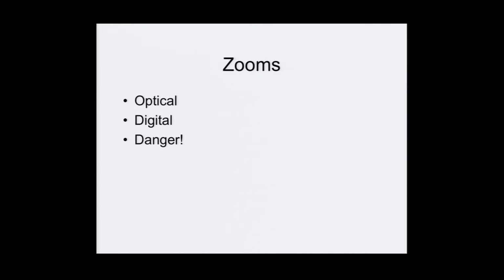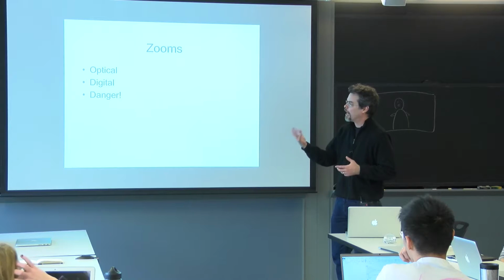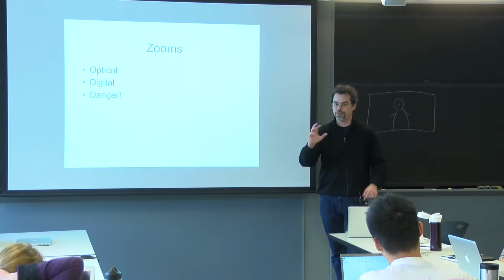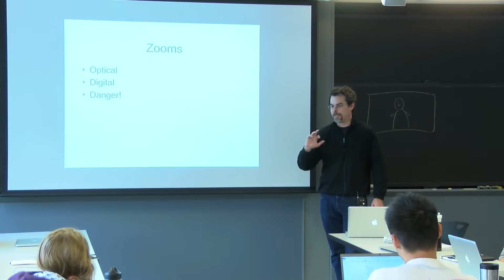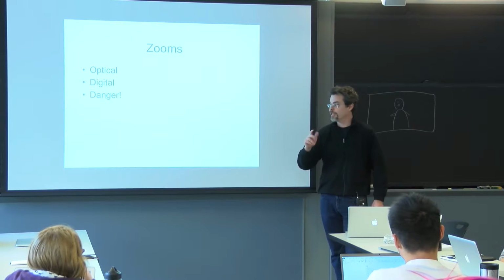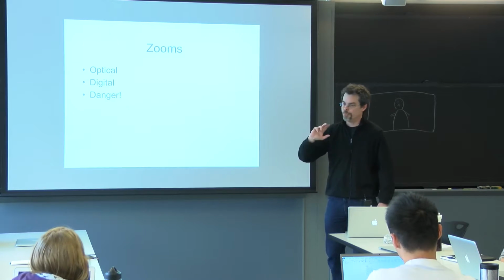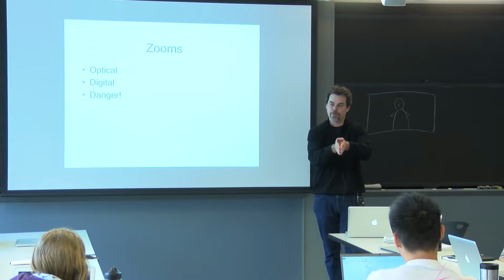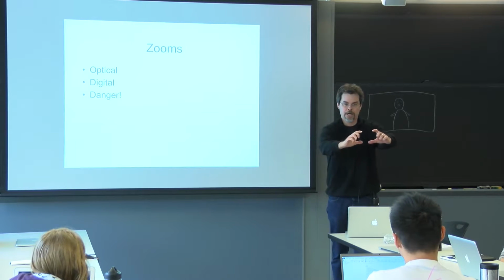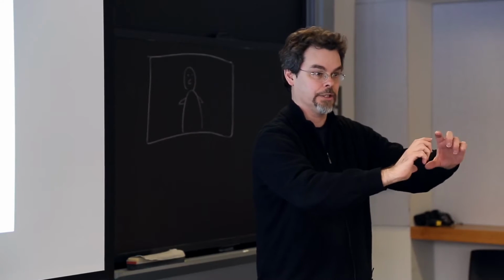Just a word about zooms. There are two kinds of zoom, and there's one kind of danger, two kinds of danger, actually. Optical zoom, which is if you zoom in and out with the zoom control on your camera, is the way you change the focal length. Then there's digital zoom, which is usually on these cameras: if you go past a certain point, you're not changing the lens anymore, you're just zooming in on the image itself digitally.